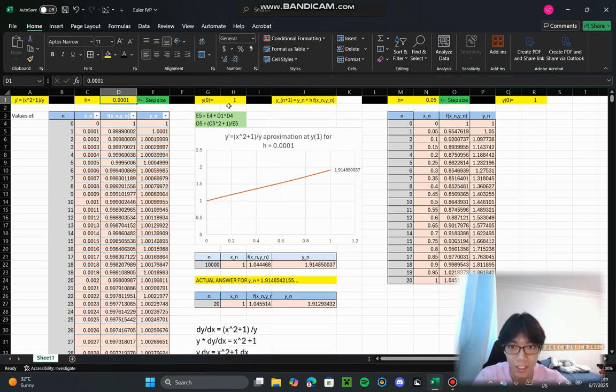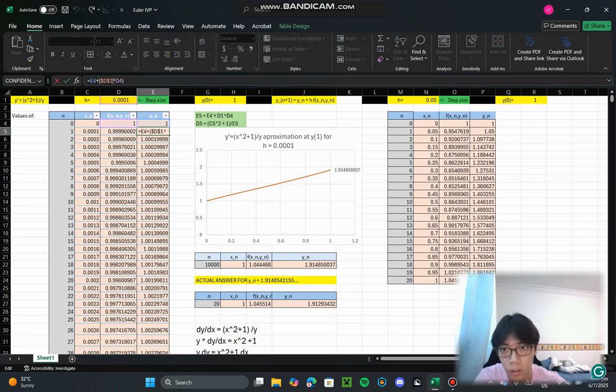So here, y0 equals 1, we'll sub x equals 0, f(xn, yn) equals 1, and yn equals 1 here. And then from here, we'll find E5. Basically, our y(n+1) equals yn plus h times f(xn, yn). So yn is equal to E4, as you can see in the formula here, plus $d$1, our step size, times d4. And d4 is this value here, which is our f(xn, yn). Okay, it's going well so far.